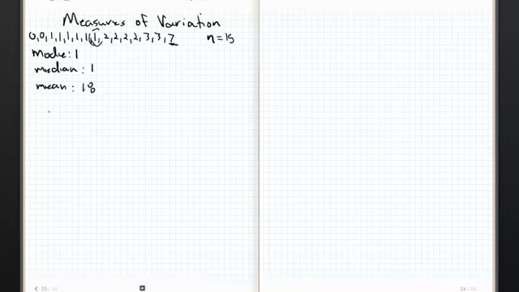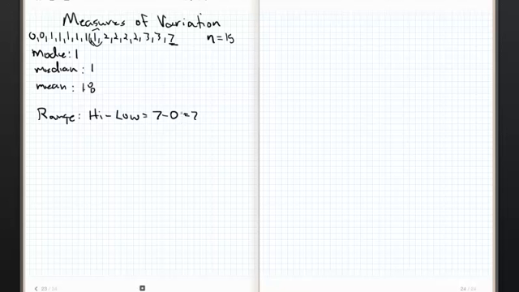The most rudimentary measure of variation is called the range. It's called the range. My pencil's getting a little crazy today. And that's always real simple. That's just the highest value minus the lowest value. Which in this case appears to be 7 minus 0, which is 7.